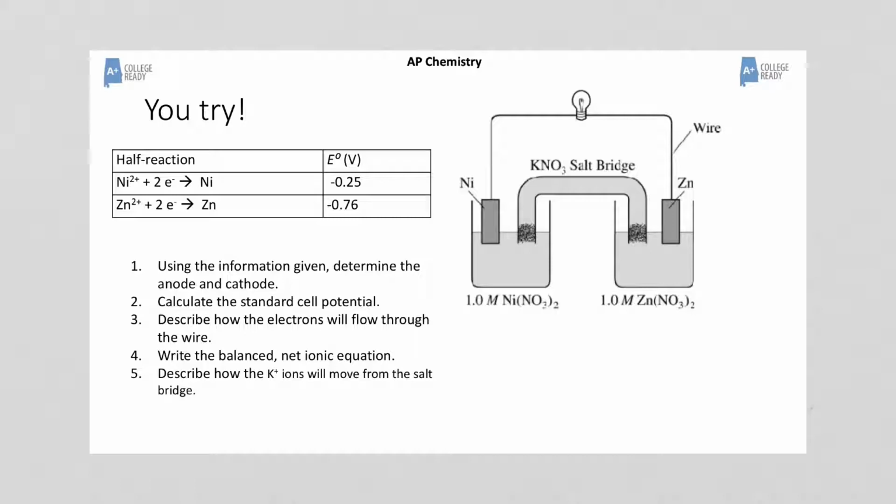So here's a good example for you to try. This will give you a good opportunity to see how you're doing on understanding this information. So again, number 1, determine the anode and cathode. Number 2, calculate the standard cell potential. Number 3, describe how the electrons will flow through the wire. Number 4, write the balanced net ionic equation. And number 5, describe how the K+ ions will move from the salt bridge. So you might pause and give yourself time to really answer all these questions specifically.